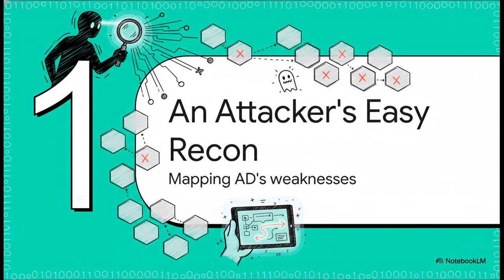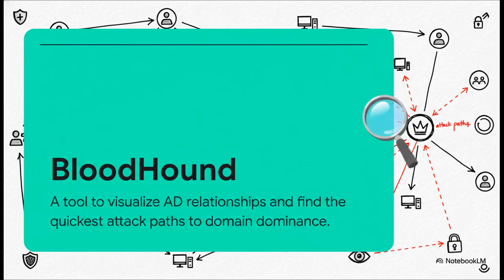See, attackers don't have to stumble around in the dark. They have some incredibly powerful tools that can basically just ask Active Directory for a guided tour of its own weaknesses. And the rock star of these tools is called Bloodhound. It's free, it's open source, and it uses some fancy math to instantly show how every single user, computer, and group in your network is connected. To put it simply, it's like Google Maps for hacking your Active Directory.